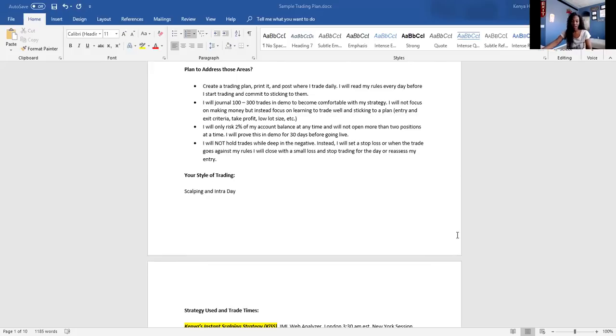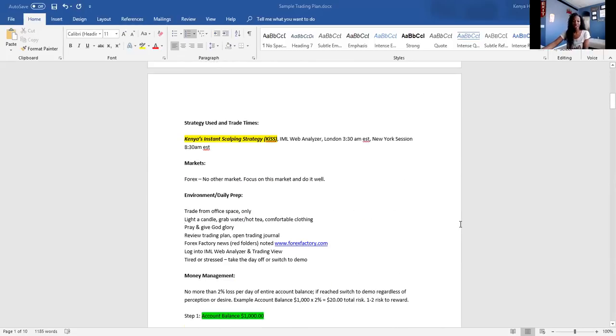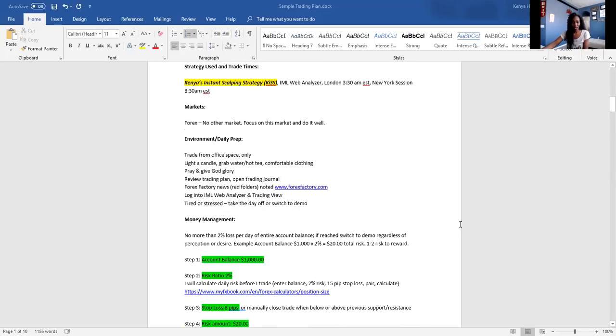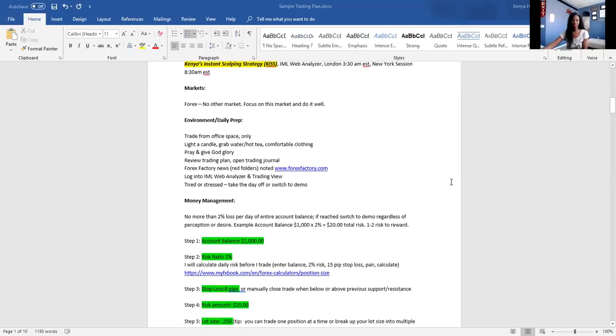If you scroll down here, I just kind of define what type of trader you are. Are you a scalper, position trader, swing trader? Know yourself, put that in your plan. And then I get into a little bit about which strategy you're using, so you can identify which strategy you're using. What is your pre-market routine? So before you sit down to start trading, what is the routine that you go through?